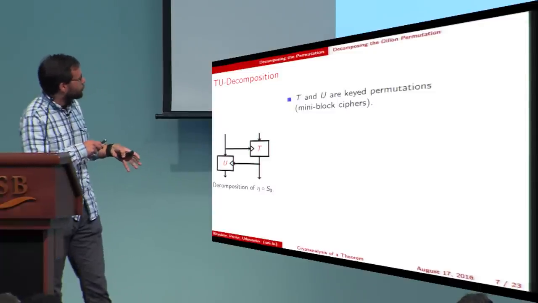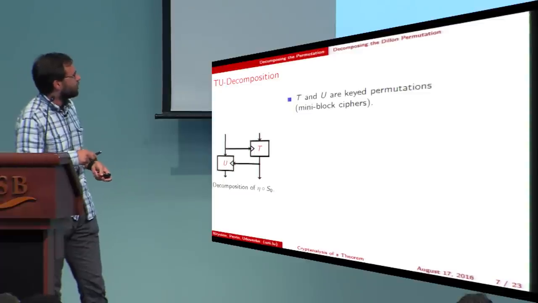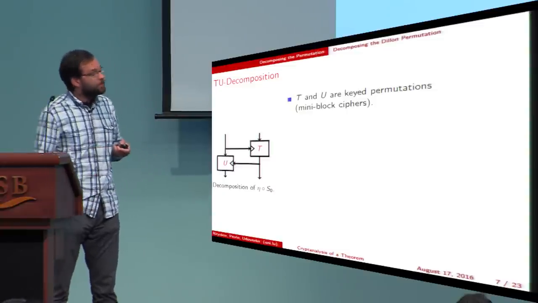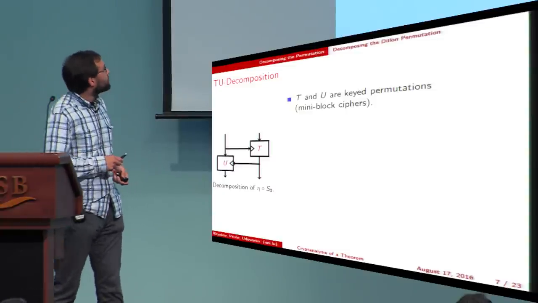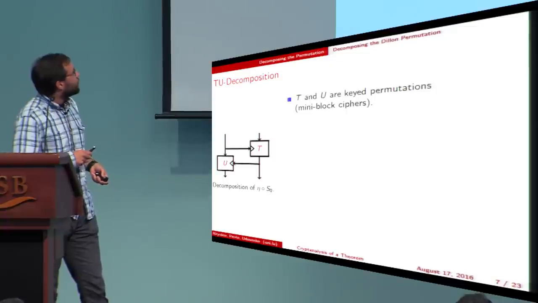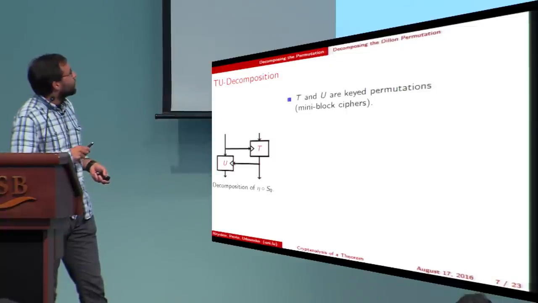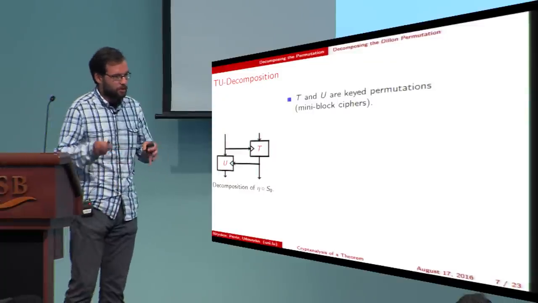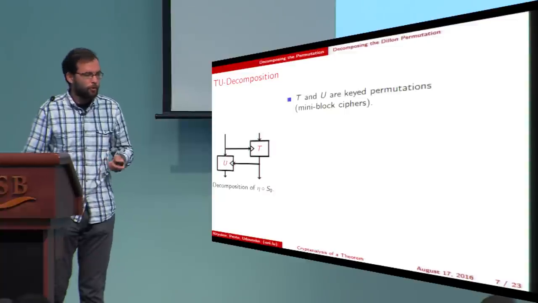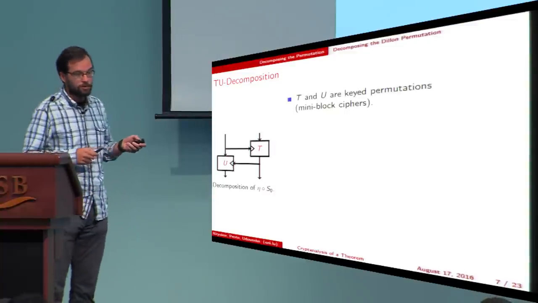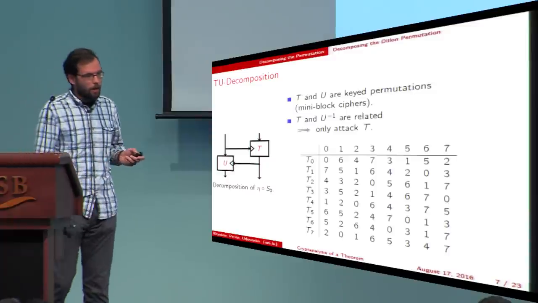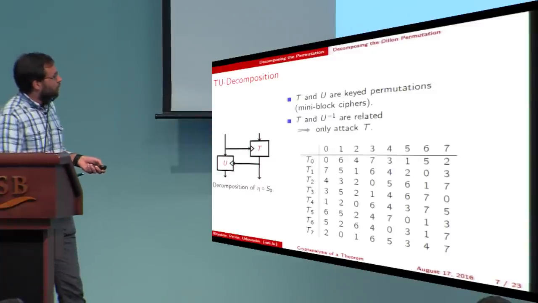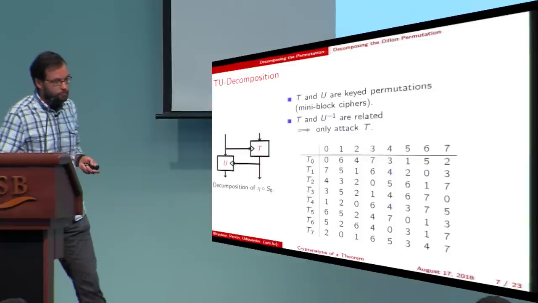So the S-box consists of the application of a linear layer and the Dillon's permutation. Here, T and U are keyed permutations. That is, for example, for T, when the left branch is fixed, then it is a permutation on one branch. And when the key coming from the left is different, the permutation is different each time. You can also think about them as small block ciphers. For example, here's a table for T: the left branch selects the row, and then each row defines a permutation.